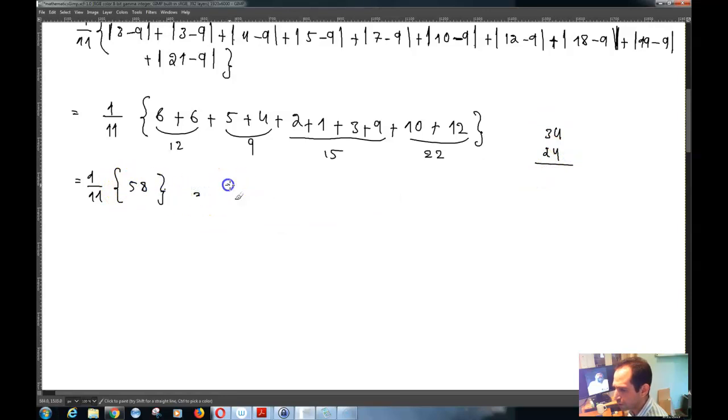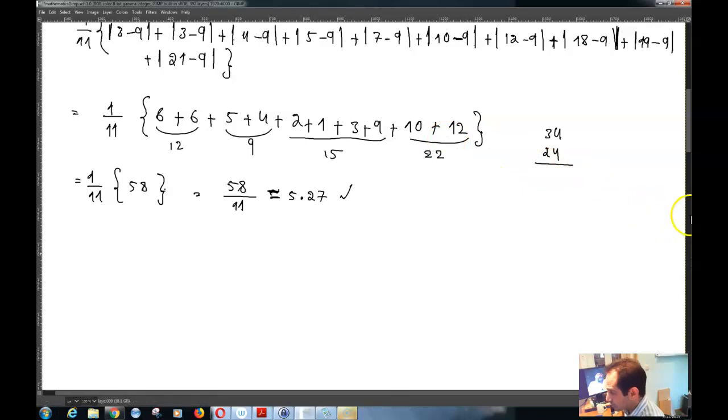So that's 58 elevenths, which is approximately 5.27. In the book, the value has been taken as approximately 5.27. So now that is the mean deviation for this data, the mean deviation about the median.